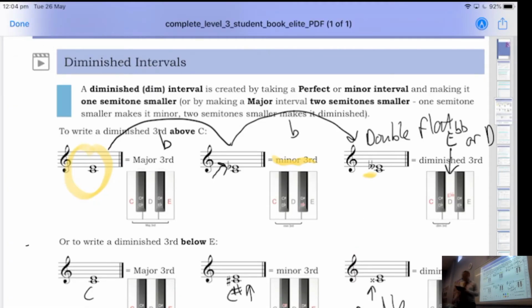Okay, and so I'll just play those now. Here's that major third again. If I bump the bottom note up by a semitone, minor third, and then if I bump that bottom note up again, does that sound like a second?